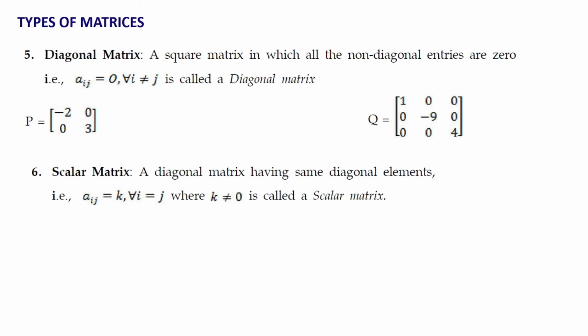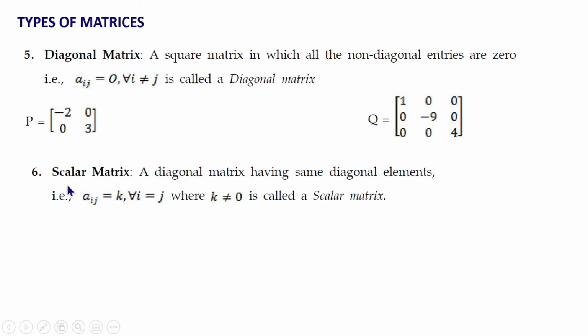Now moving on, the other types of matrices. Next we have the diagonal matrix, a square matrix in which all non-diagonal entries are 0. It is called a diagonal matrix. That is, Aij equal to 0 for all i not equal to j. So the matrices where only the diagonal elements are non-zero and all the other elements are 0 are called diagonal matrices. So this is a diagonal matrix of order 2 and this is a diagonal matrix of order 3.